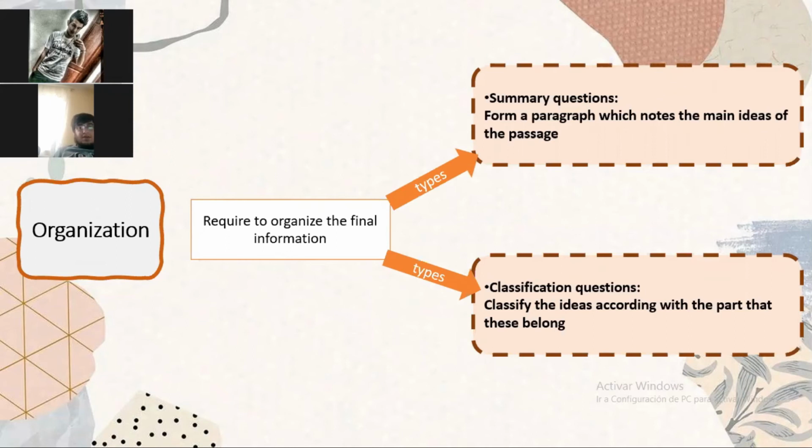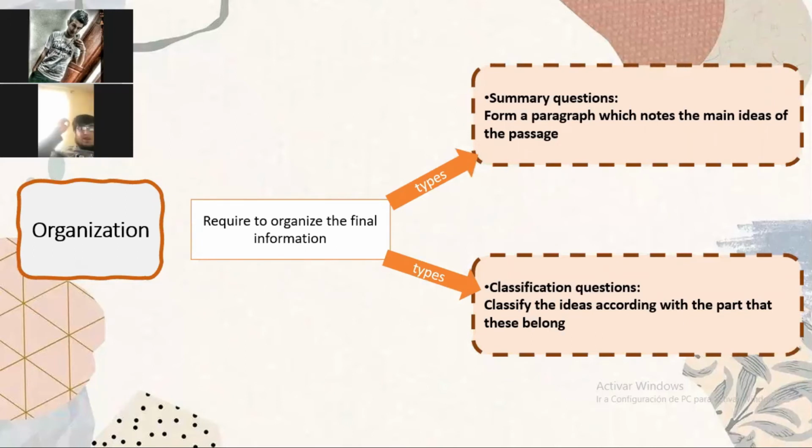The final questions in all the reading passages will require you to organize the information. There are two types of organization questions, summary and classification. First, we have the summary question. This type of question will require you to form a paragraph with notes, the main ideas of the passage. The question will give you a topic sentence, which introduces the paragraph, then will present six sentences. You will have to choose three of the six to complete the paragraph.